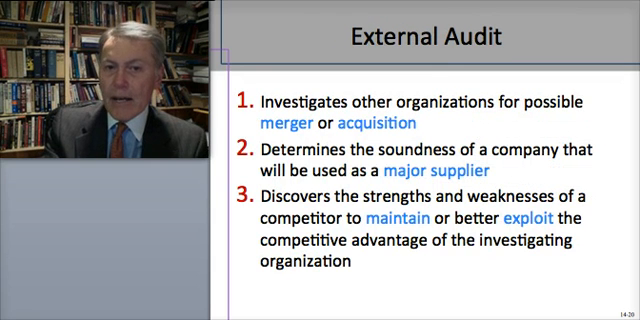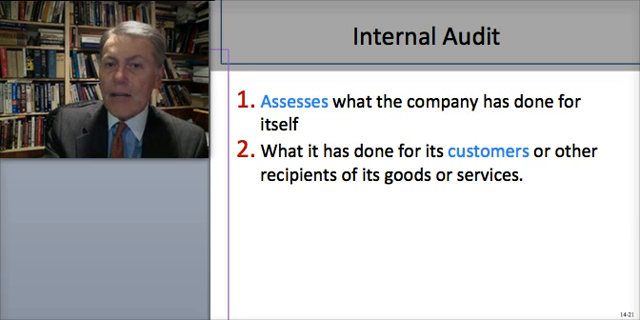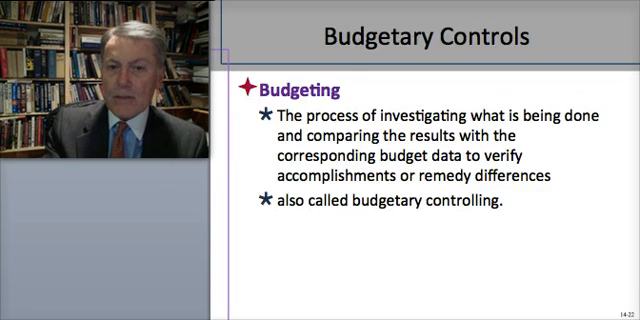An external audit, number 1, investigates other organizations for possible merger or acquisition. Number 2, determines the soundness of a company that will be used as a major supplier. Number 3, discovers the strengths and weaknesses of a competitor to maintain or better exploit the competitive advantage of the investigating organization. An internal audit assesses, number one, what the company has done for itself. Number two, what it has done for its customers or other recipients of its goods and services.